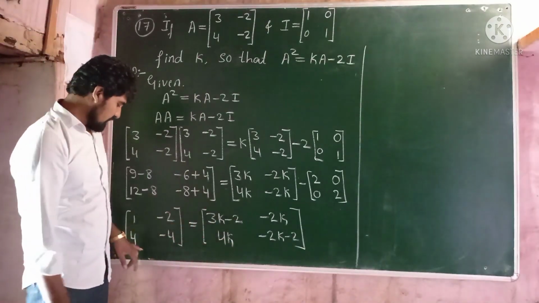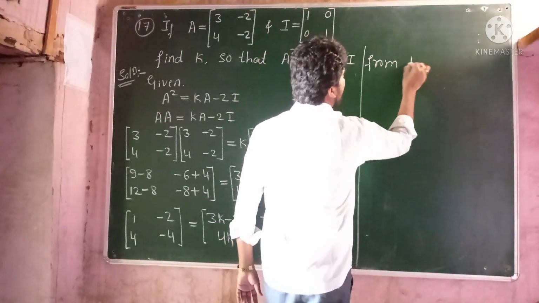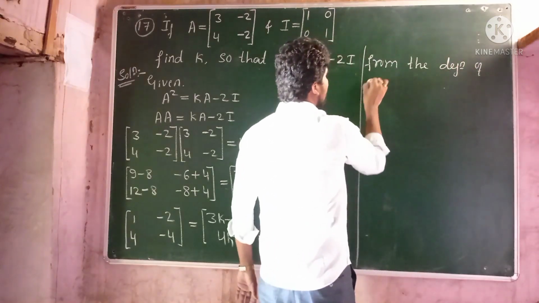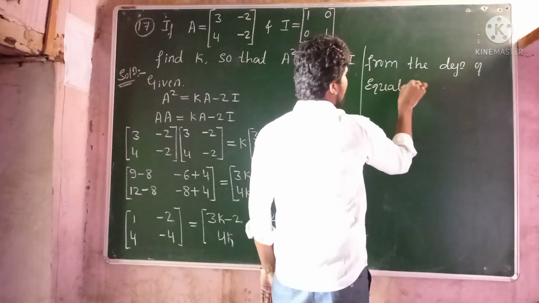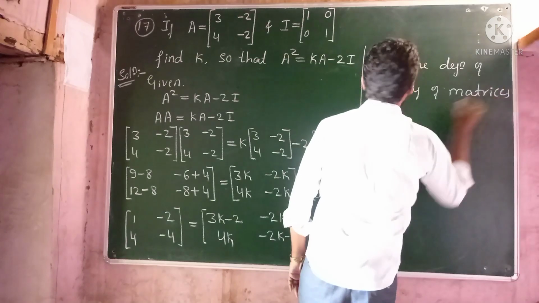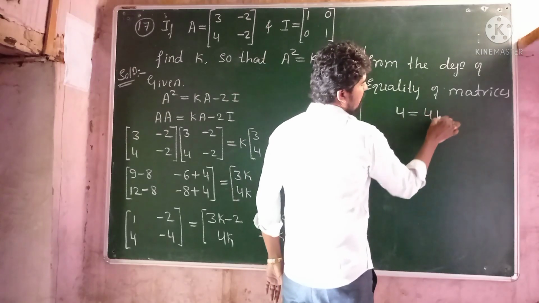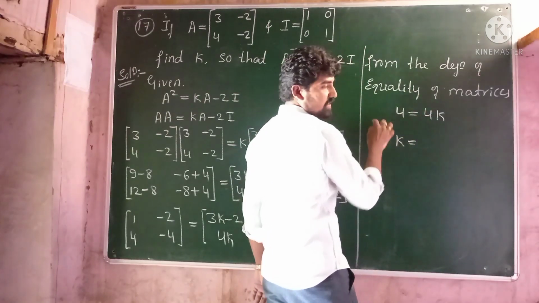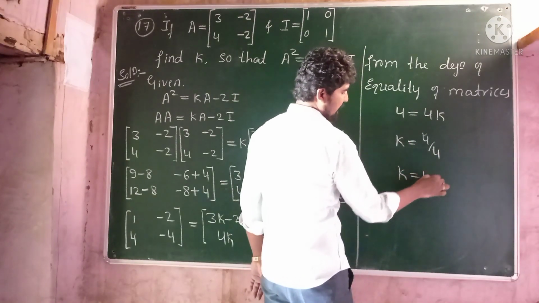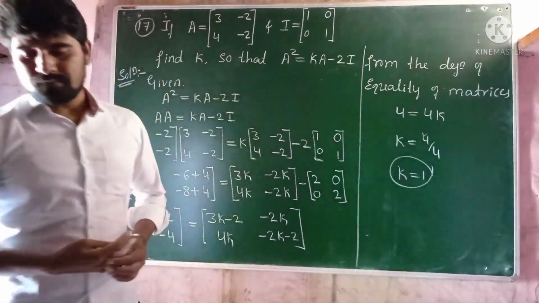So the easiest one is 4k is equals to 4, equate that. So now from the definition of equality of matrices, which one am I equating? 4 is equals to 4k. So therefore k is equals to, shifting this 4 towards the left hand side, 4 divided by 4, 4 and 4 get cancelled, the value of k is equals to 1. I hope all of you understood. If possible, take a note.